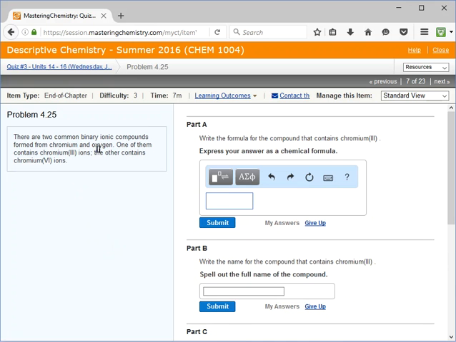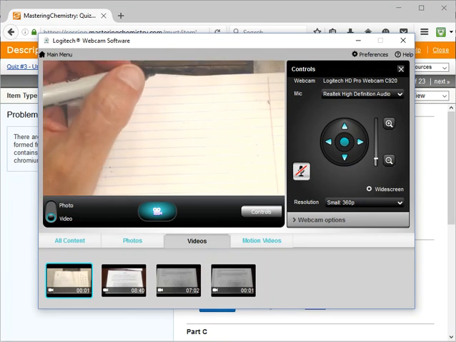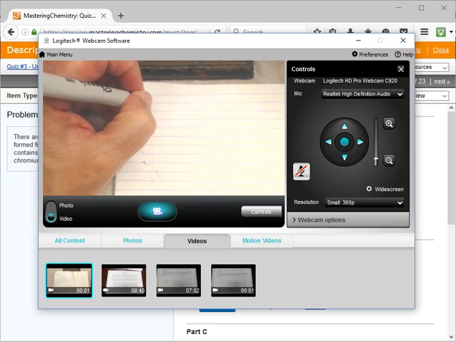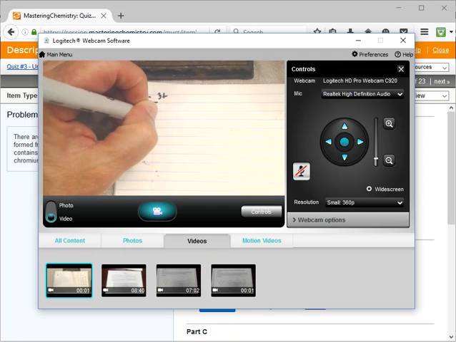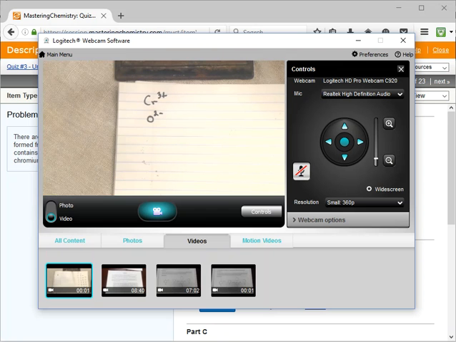there are two common binary ionic compounds formed from chromium and oxygen. One of them contains chromium 3 ions, the other contains chromium 6 ions. Okay, so write the formula for the compound that contains chromium 3. So it's a compound between chromium and oxygen. It's got chromium 3 in it, and it's got oxygen in it. Oxygen's 2 minus. Remember, we've seen that before.